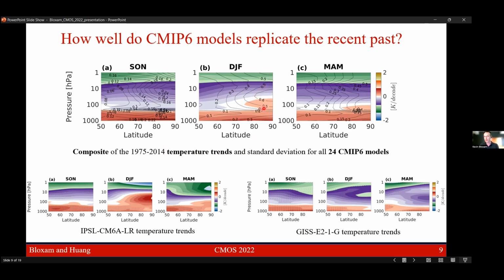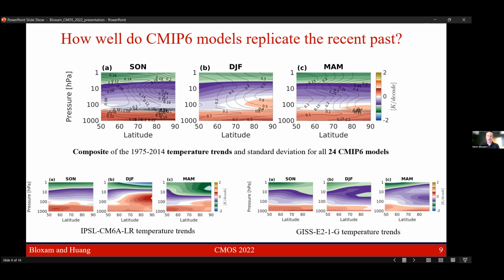But if you pay attention to the black contours, which are the standard deviation, you can see that it's quite high. And even in the fall, the standard deviation is quite high as well. The reason behind this, if you just take an example of two of the CMIP6 models, is that in this particular one that heating feature is very well captured, but in other ones it's just showing widespread cooling throughout the stratosphere. So this is really what's leading to that high degree of variability among the models.